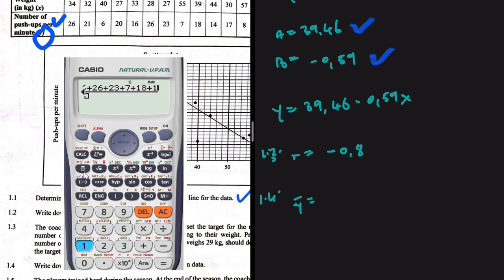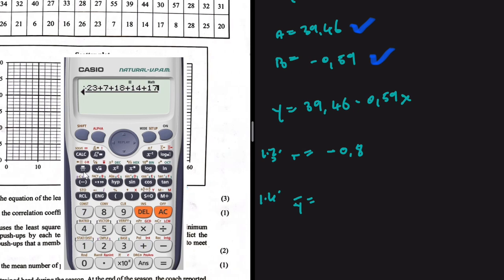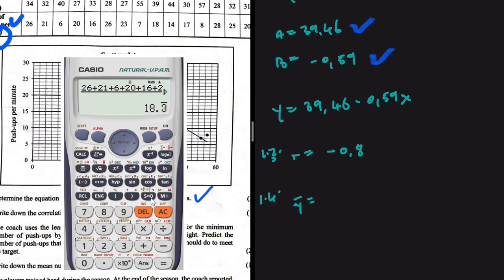plus 14 plus 17, and then we have 8, 28, 25 plus 20, and then we divide that by 15, because we know that we're talking about 15 players here, and that is 18.3 recurring. So the mean number of push-ups for the given data is 18.33.